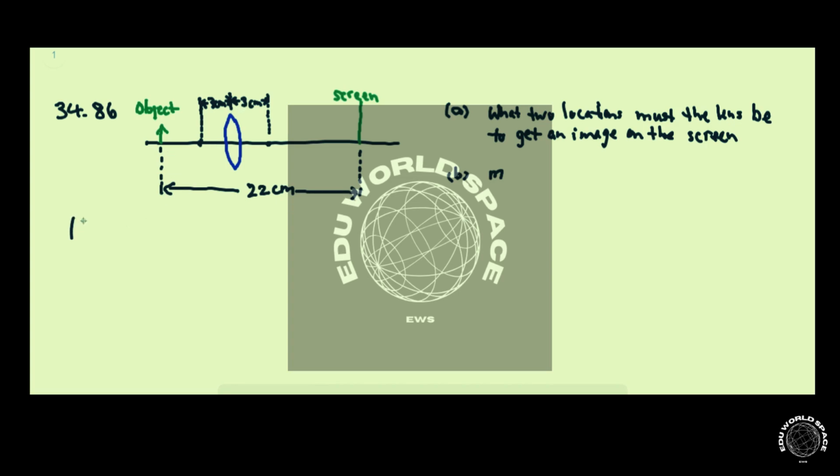So we'll use equation 34.16, which tells us that 1 over the object distance plus 1 over the image distance is 1 over the focal length. However, we don't know S and S prime. S is the distance from the center of the lens to the object, and S prime is the distance from the lens to the image. So obviously from the figure, we have S plus S prime equal to 22 centimeters.